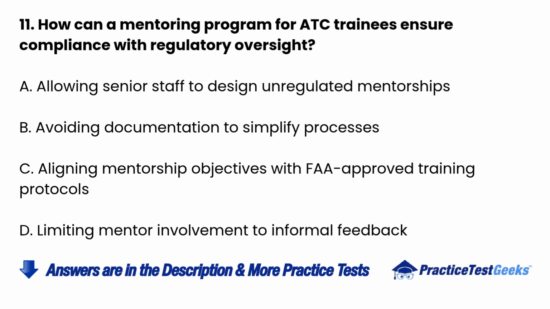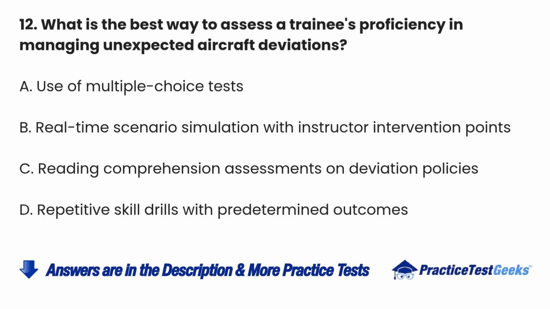11. How can a mentoring program for ATC trainees ensure compliance with regulatory oversight? A. Allowing senior staff to design unregulated mentorships. B. Avoiding documentation to simplify processes. C. Aligning mentorship objectives with FAA-approved training protocols. D. Limiting mentor involvement to informal feedback.